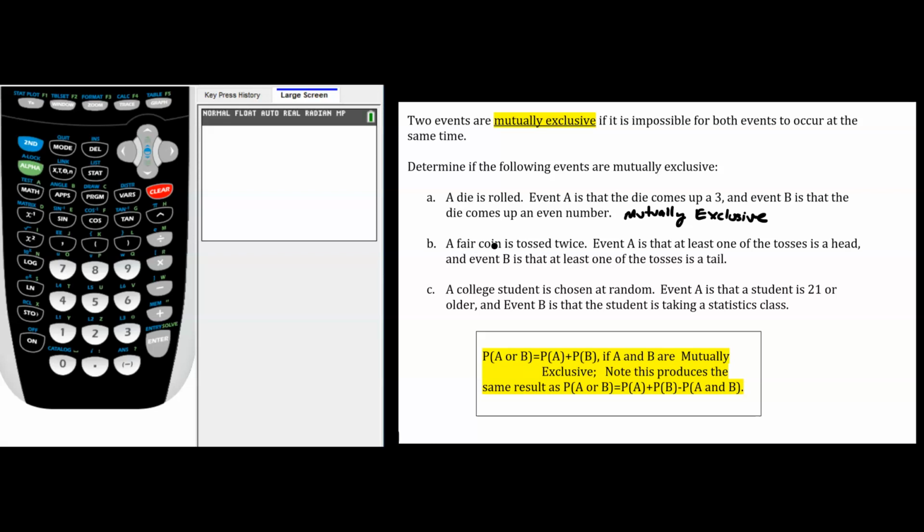Example B, a fair coin is tossed twice. Event A is that at least one of the tosses is a head, and event B is that at least one of the tosses is a tail. If you toss a coin 2 times, can you have the situation where you have at least one head and also the situation where you have at least one tail? Absolutely. If you have heads tails or tails heads, then you can have both of those events at the exact same time. Since there is a little bit of overlap between these two events, and it's not impossible for those events to be occurring at the same time, we describe them as not mutually exclusive.